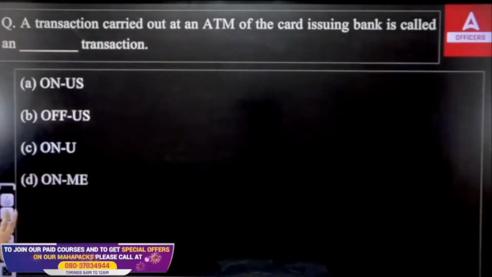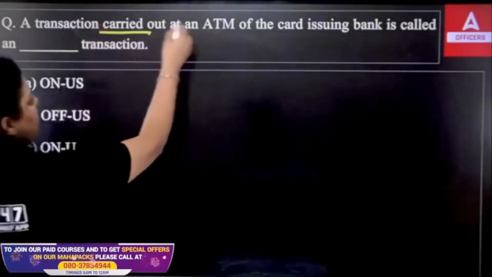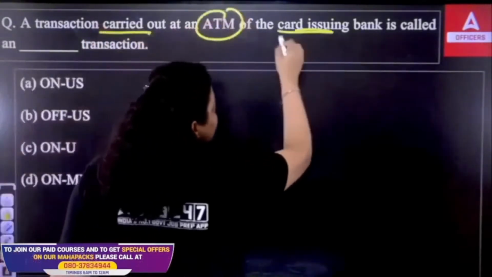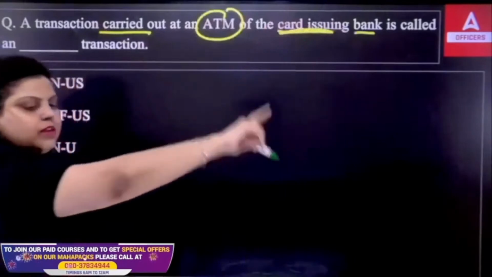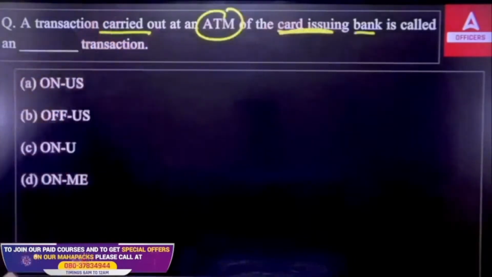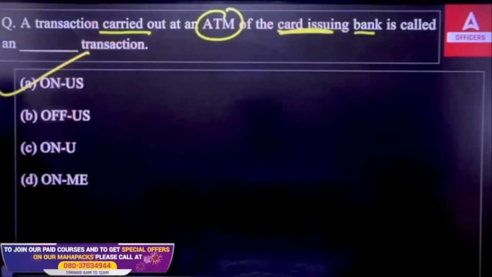So which of the following will be correct? The transaction carried out at an ATM of the card issuing bank only. The card issued by SBI and you are using the SBI ATM. That's an on us transaction.